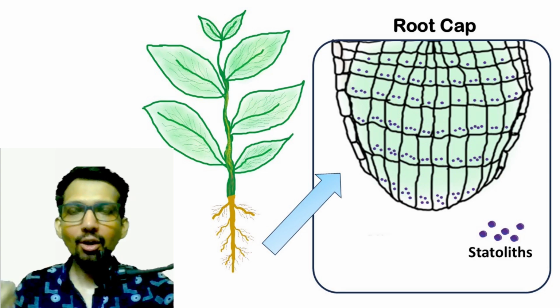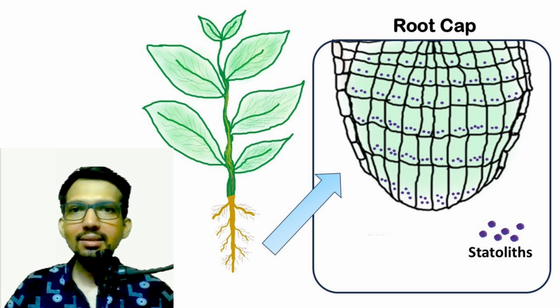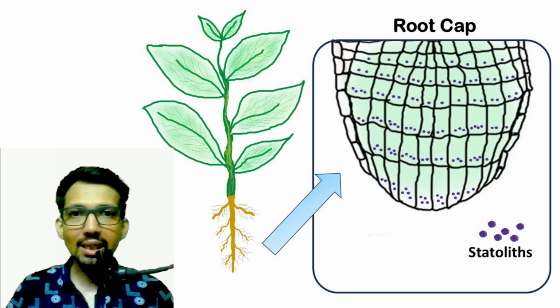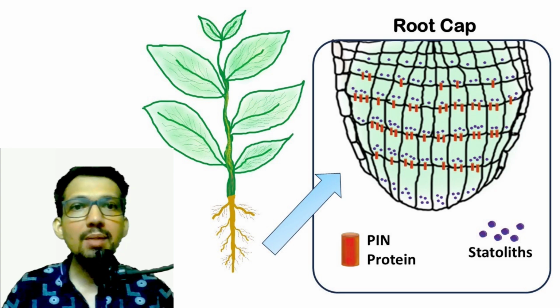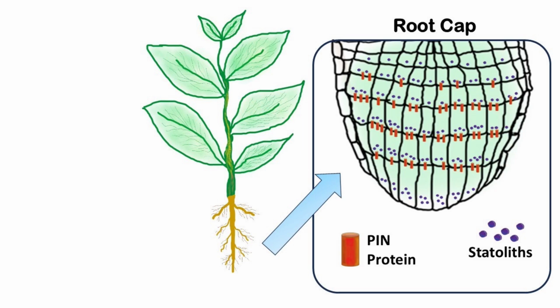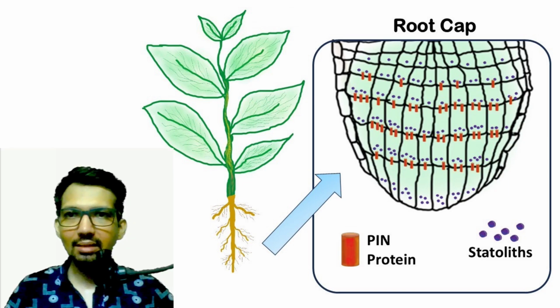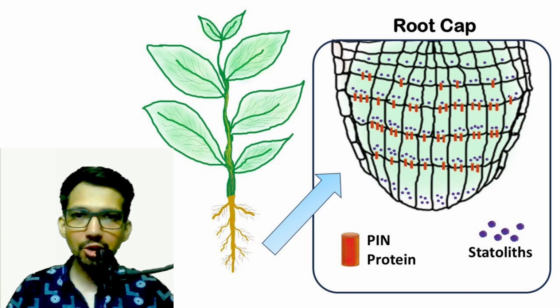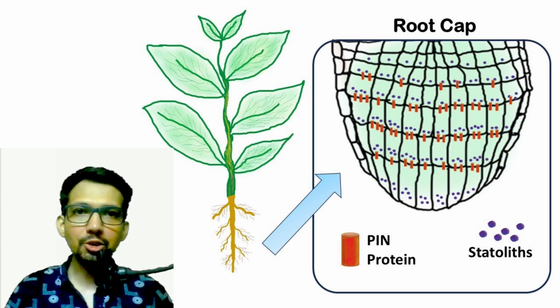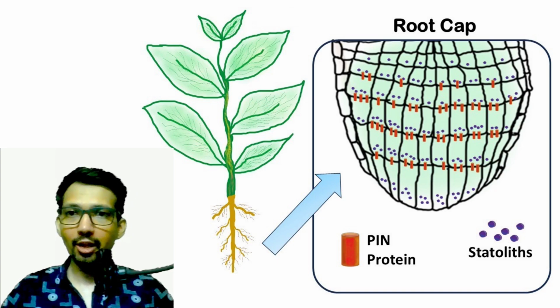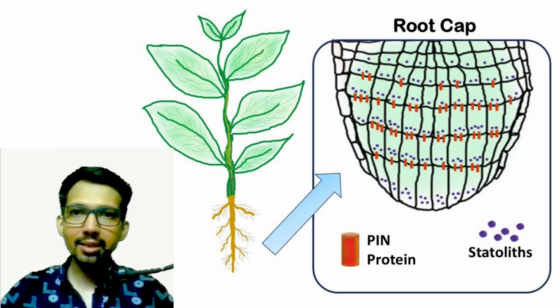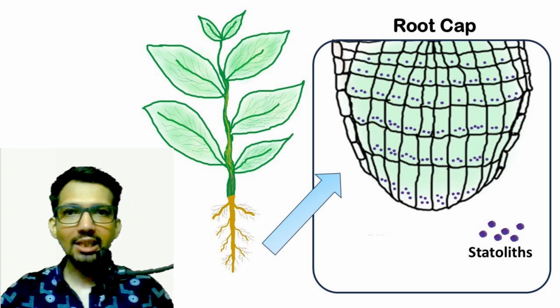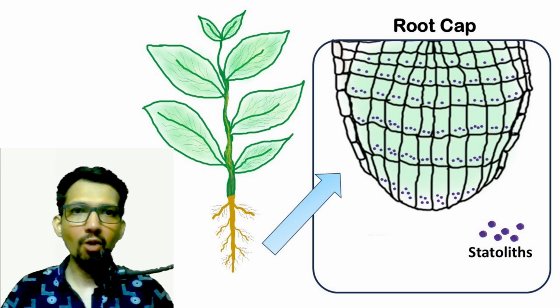Now these cells of the root cap also have special cell membrane proteins known as PIN proteins. These PIN proteins keep changing their position depending on the position of the statoliths. So if the statoliths are located down, all these PIN proteins will accumulate at the bottom of the cell.